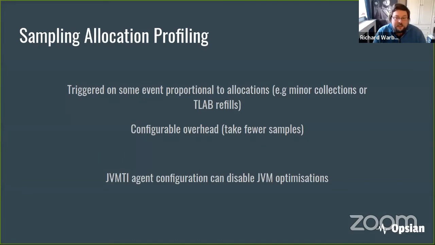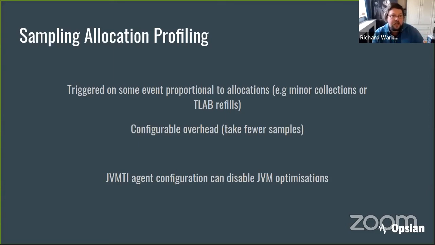Sampling allocation profiling. This is another approach, a vastly better approach, to be frank, one that can be applied in production with very, very low overhead, 1% or less. Sampling-based allocation profiling triggers on an event that either could be an allocation or, even better, just proportional to allocations. So instead of checking for every single allocation, you look for a time when there's a minor collection or a TLAB refill. This is configurable overhead, so we can take fewer samples if we want to reduce the overhead, or more samples if we want more detail.